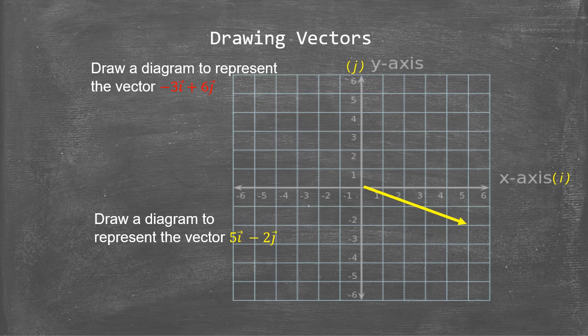Another example, if we want to draw negative 3i plus 6j, so we're going to go to the left 3 units on the x-axis or the i-axis, then up by 6 units on the y-axis or j-axis. Where do we stop? We're going to connect that point with the origin. Now, if I want to draw 2i, it's just to the right 2 units on the x-axis, or negative 3j is down 3 units on the y-axis.